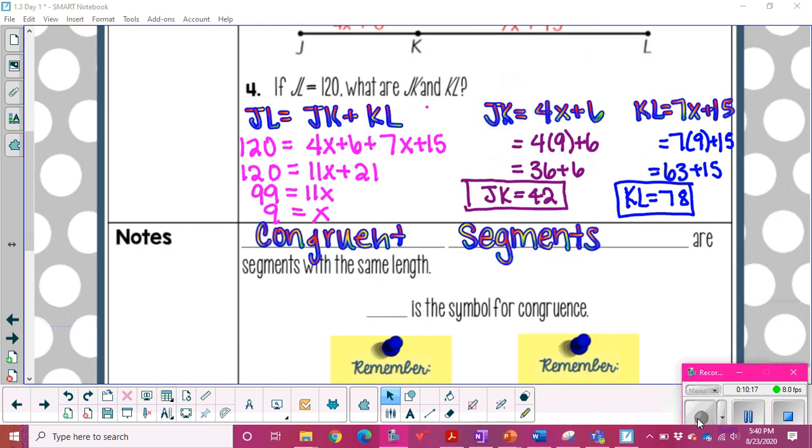Okay, so congruent segments are segments with the same length. And the symbol for congruence is just the equal sign with a squiggle on top. Okay, so equal sign with a squiggle.